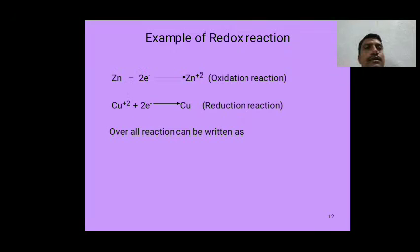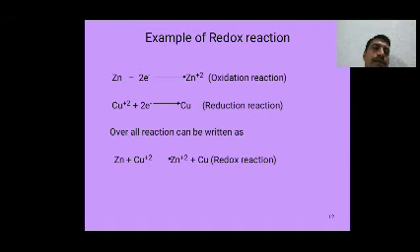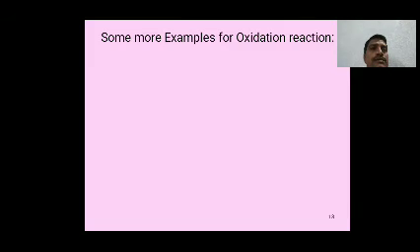Overall reaction: Zn plus Cu plus 2 to form Zn plus 2 plus Cu. This is a redox reaction. Simultaneously, oxidation and reduction both occur in a single reaction to form a redox reaction. Zinc loses 2 electrons in the valence shell to form Zn plus 2. Those electrons transfer from zinc to Cu plus 2. The Cu plus 2 gains those electrons to form Cu. Overall reaction: Zn plus Cu plus 2 to form Zn plus 2 plus Cu.